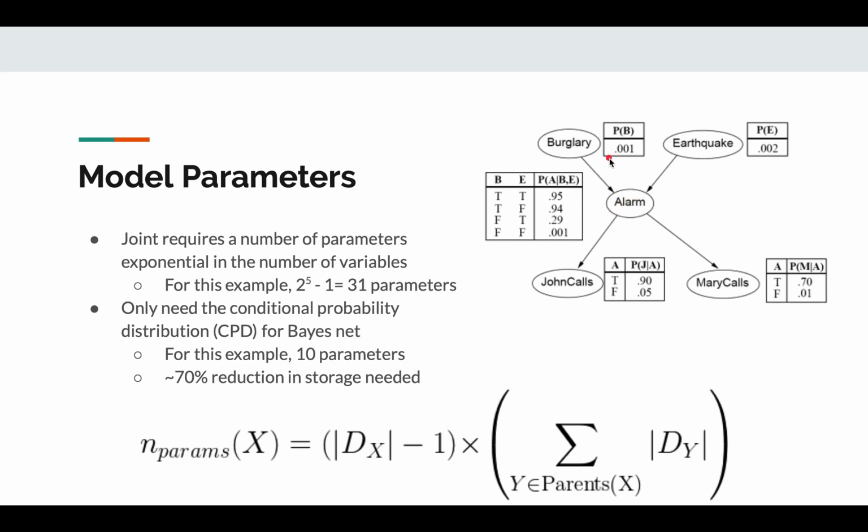If it doesn't have any parents, we just need one parameter for each value it could take on, minus 1. So for a binary variable with no parents like burglary, it either happened or it didn't happen, so we only need to store the probability that it happened, because the probability it didn't happen would be 1 minus that. And that same logic applies everywhere else, so the probability that the alarm didn't go off, given that the burglary and earthquake happened, would be 1 minus 0.95, and so on.